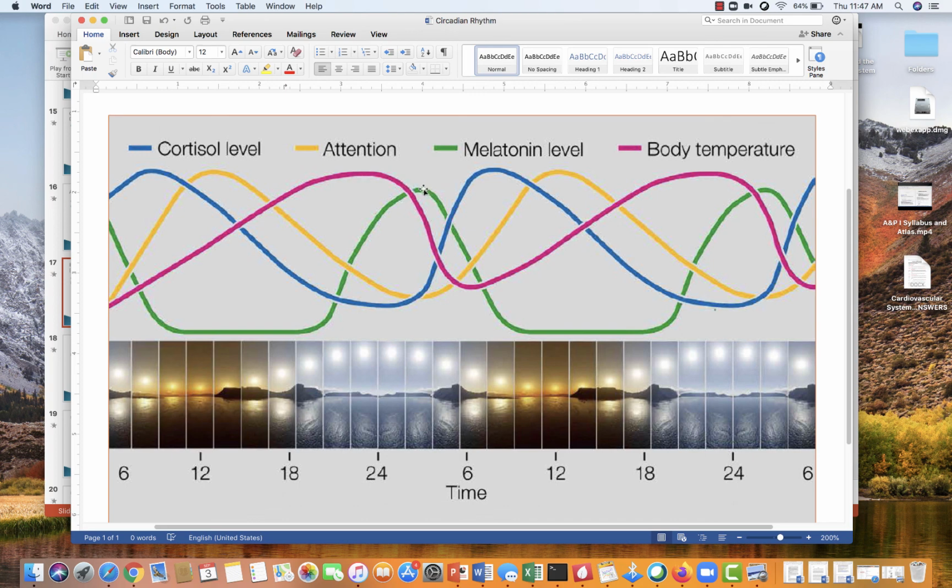So looking at the interplay, you notice that attention level is at its highest when melatonin is at its lowest, okay? And then when melatonin is at its highest, your attention span is at its lowest. Also, if you're curious, here we're looking at fluctuations in cortisol, which we'll talk about later, and then also fluctuations in body temperature.